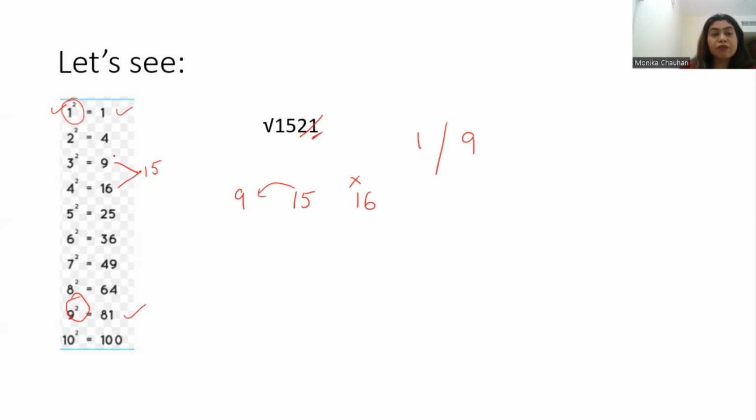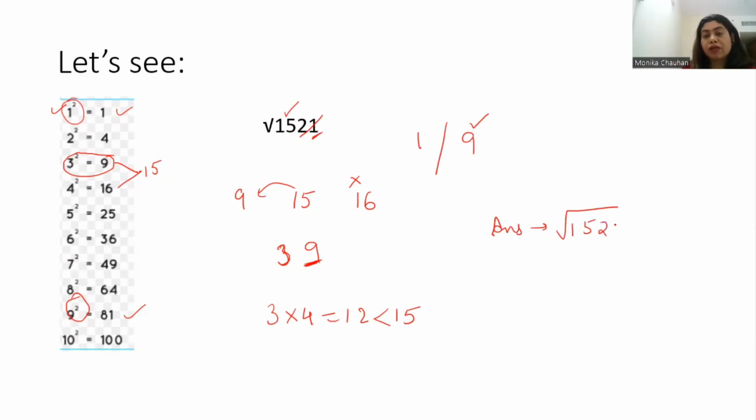And 9 is the square of 3. So my first digit is clear. It should be 3. Now, what is my last digit? My first digit is 3. You multiply it with the next higher number, which is 4. It comes as 12. Now you compare this 12 with this 15. It is less than 15, so I have to consider 9 in this case. So the square root of 1521 is 39.